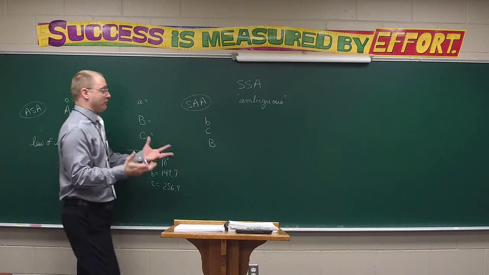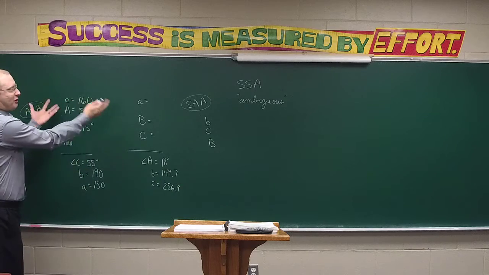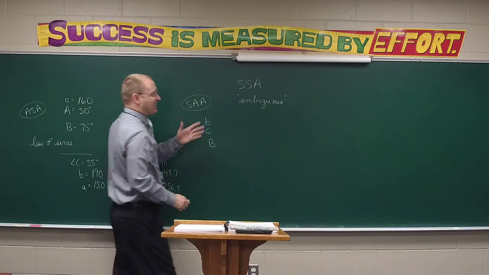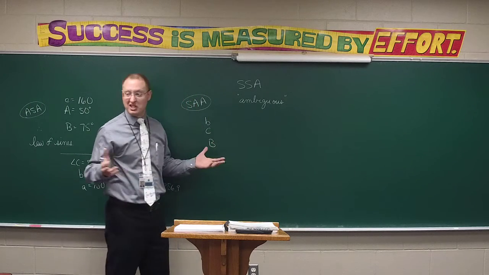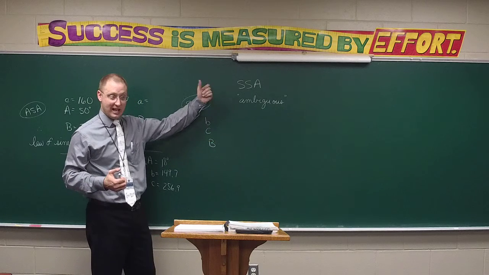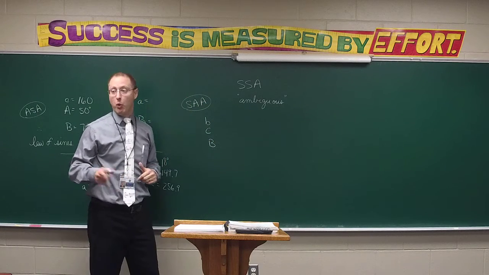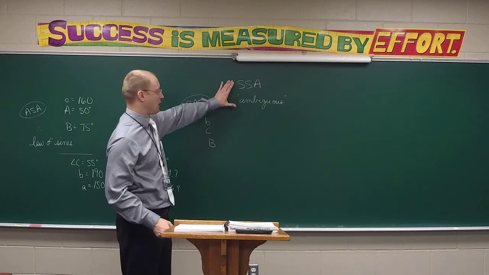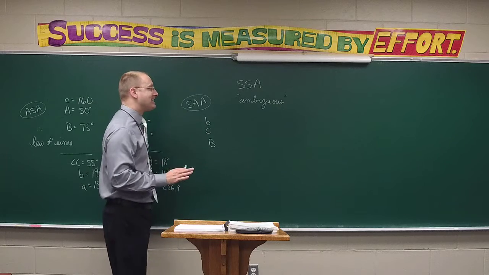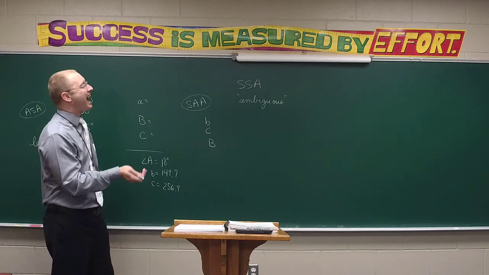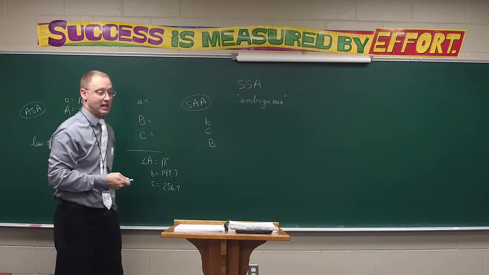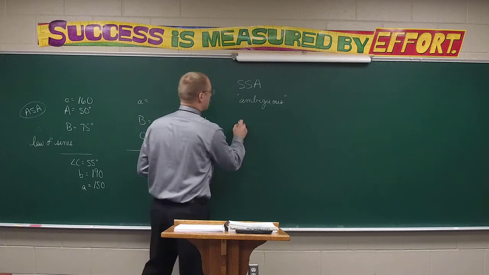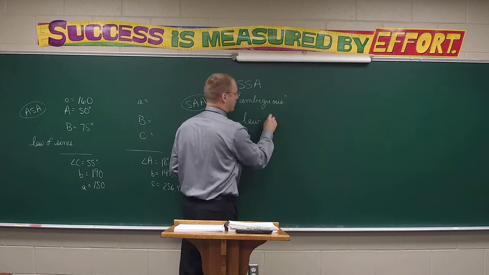Because you're given three things, it looks just like this, but given three things, do I always get a triangle from side-side-angle, class? No. And in fact, in one rare instance, I could actually end up with two triangles. Okay, so side-side-angle, call it the ambiguous case, but if a triangle is formed, what will I use to solve a side-side-angle triangle, class? I'll still use the law of sines if a triangle is formed.